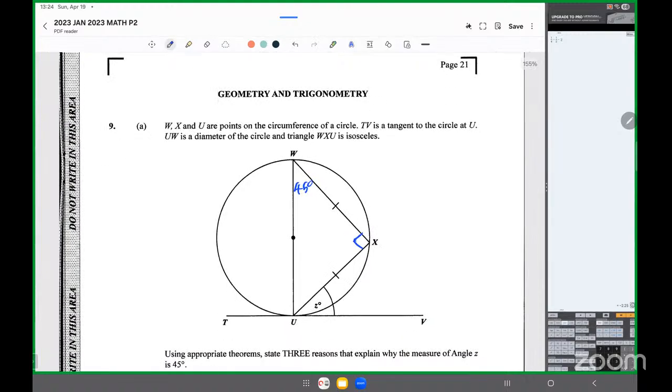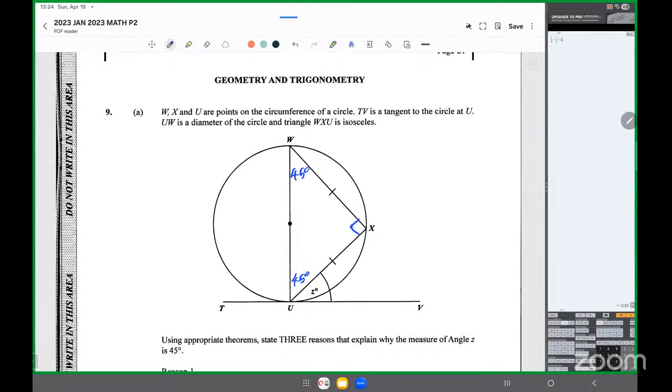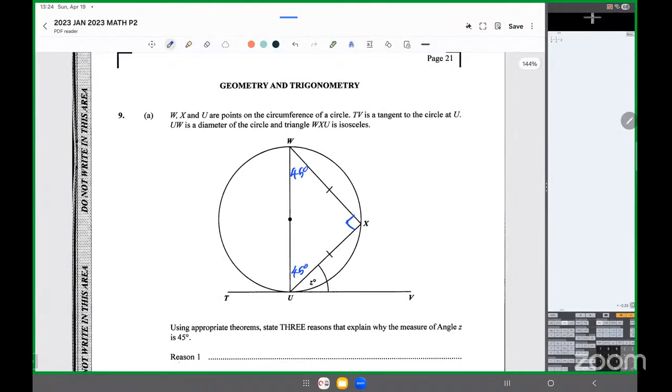And this is 45 down here. One reason why this is 45 is that the angle between the tangent and a chord equals the angle subtended by the chord up here. That's one reason. This angle is 45 because the angle between a tangent and a radius here is 90 degrees. So this is 45, then this is 45.